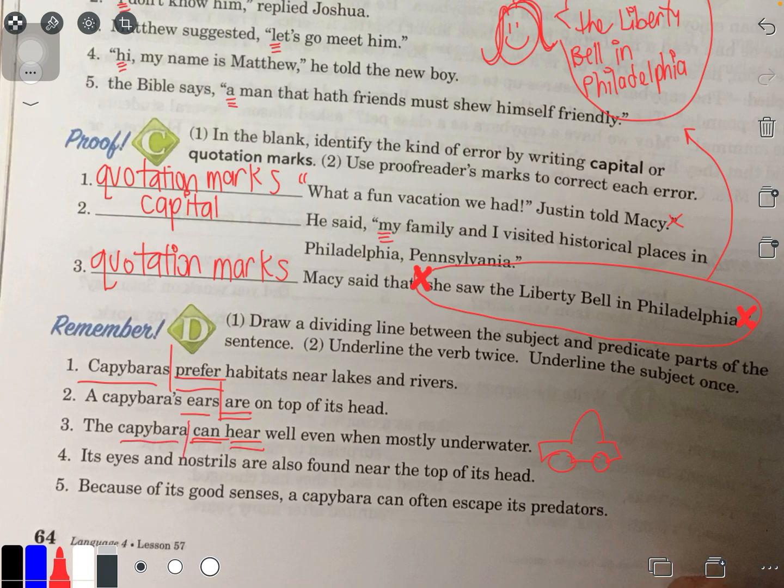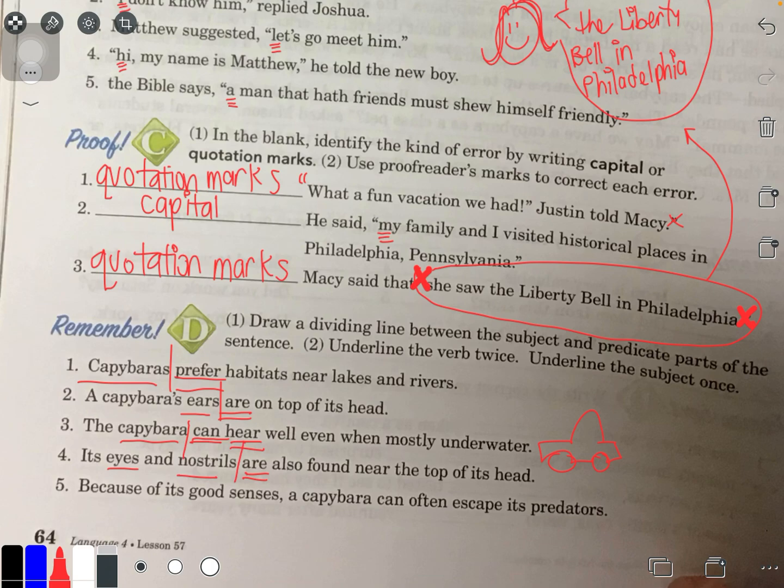Its eyes and nostrils are also found near the top of its head. Whoa. So again, what's happening? It's mostly a state of being verb. Are. What are on top of its head? Eyes, nostrils, line.